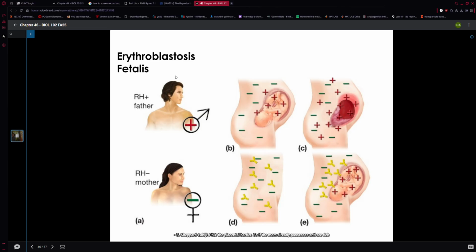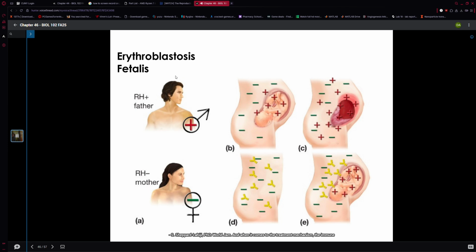So if the mom already possesses anti-Rh antibodies from her first exposure, then they're going to cross the barrier and start to interact with the Rh antigens of that fetus. When it comes to this process, it's easier to prevent than to treat. And if an Rh negative woman gives birth to an Rh positive child, she can receive an Rh immune globulin. And one of the names for that is called ROGAM.